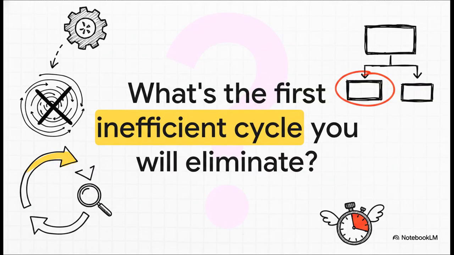And there you have it. That's the playbook. So the only question I have for you is, now that you have the framework, what's the first inefficient, time-wasting cycle in your own world that you're going to go after and eliminate?